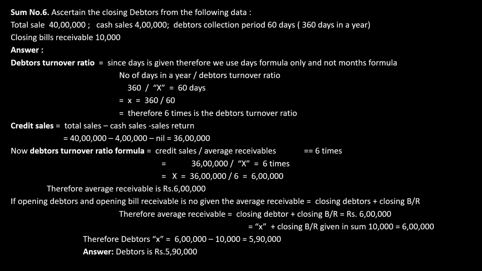Since in the sum the opening is not given, I told you so many sums, when the opening is not given, for average what do you do? No need to divide by 2. Therefore the closing alone will be the average. So what is the closing here? Closing debtors plus closing BR is equal to 6 lakh. I know the closing BR. From 6 lakh, when I minus the closing BR, that is 10,000 which is given in the sum, the value will be 5,90,000. So that will be my closing debtors. Any doubt?